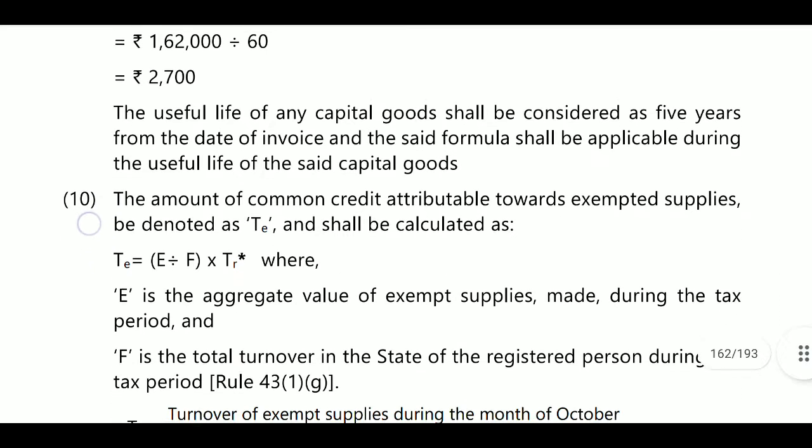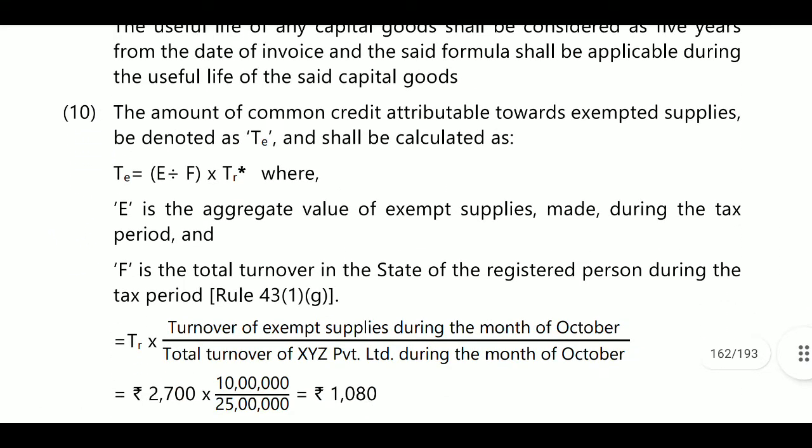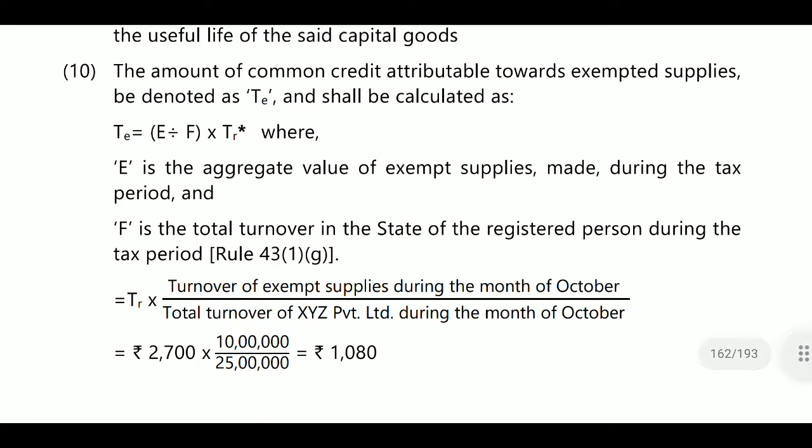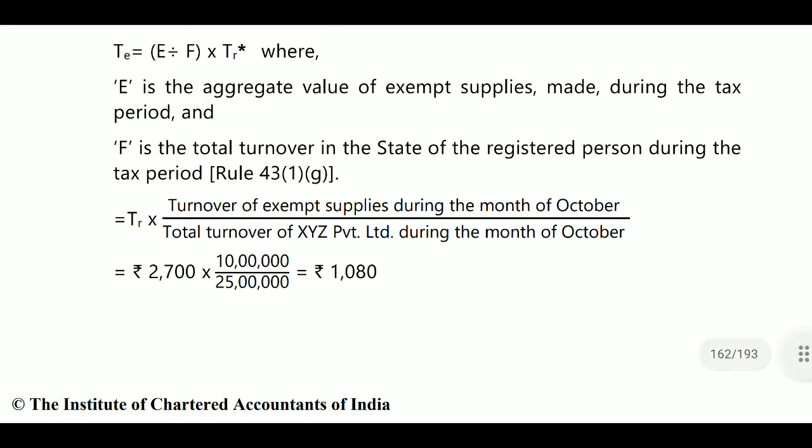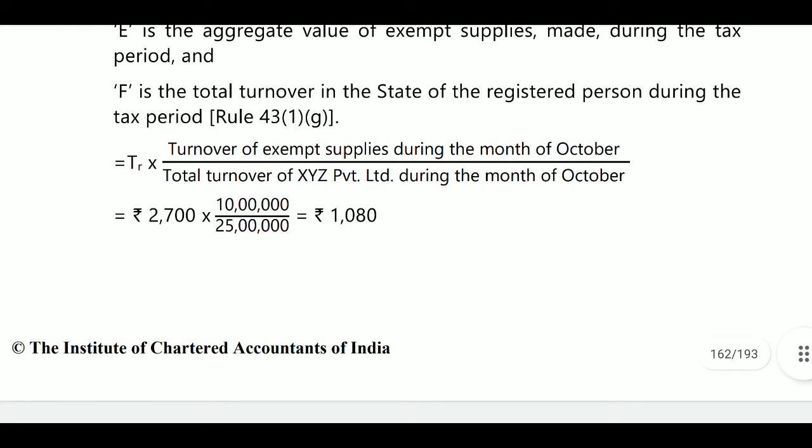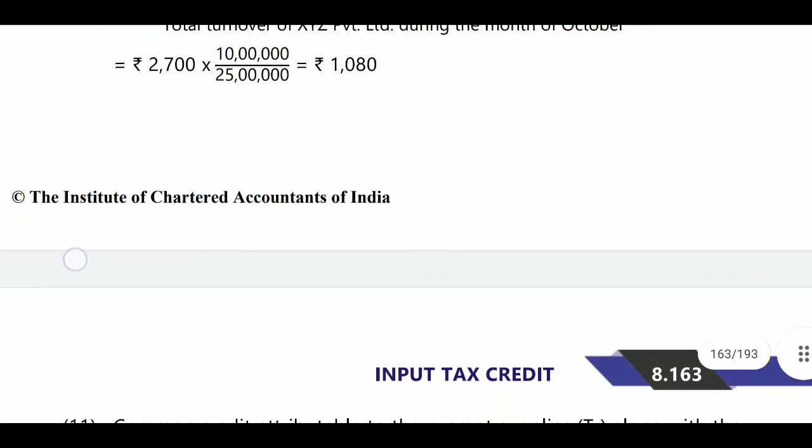Next, 10th point. The amount of common credit attributable towards exempted supplies shall be denoted TE and shall be computed like this. That is, common credit available into aggregate value of exempted supply divided by total turnover, that is 2700 into 10 lakhs divided by 25 lakhs, that is 1080 rupees.